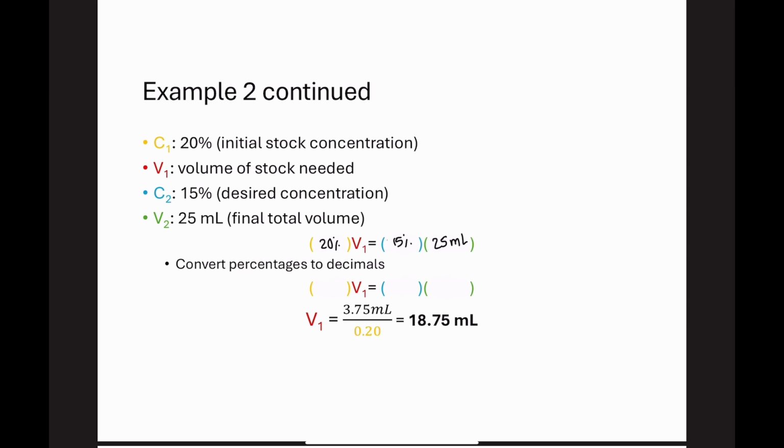And it's important that we convert our percentages to decimals just to simplify everything. So in order to convert 20% into a decimal, we have to do 20 over 100, which is equal to 0.20, and we have 15 over 100, which is equal to 0.15. So when we rewrite the equation, what we get is 0.20 times V1 is equal to 0.15 times 25 milliliters. And when we multiply 0.15 times 25, we get 3.75 milliliters. And when we divide that by our C1, which is 0.20, we get a total of 18.75 milliliters. So the volume of stock needed is 18.75.